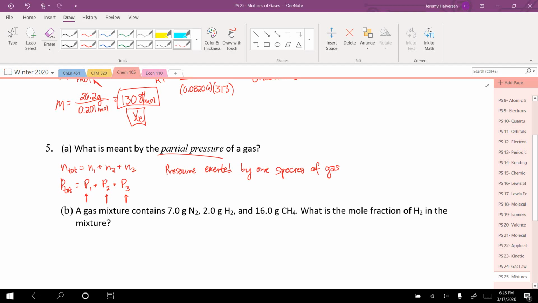But the thing to understand is that the wall that's getting hit by all of the gas particles doesn't care or doesn't know which type of gas is hitting it. So if in your room 20% of the particles are oxygen, then 20% of the collisions on the wall are going to be from oxygen, and therefore 20% of the pressure is going to be coming from oxygen.